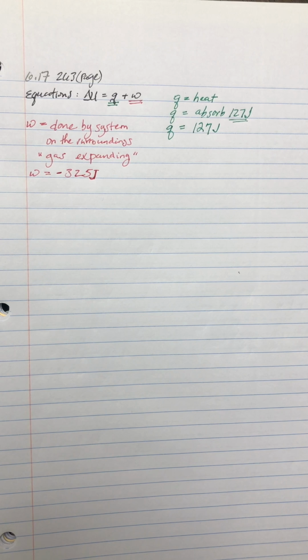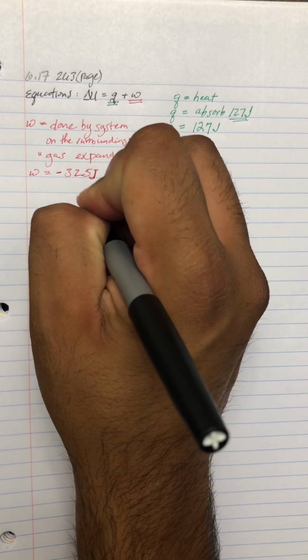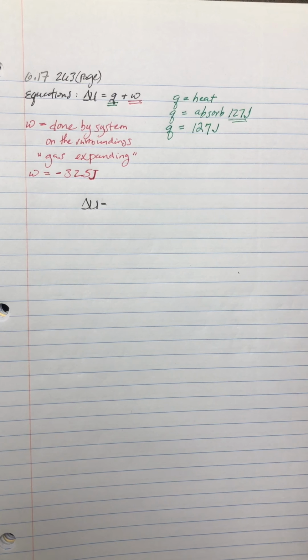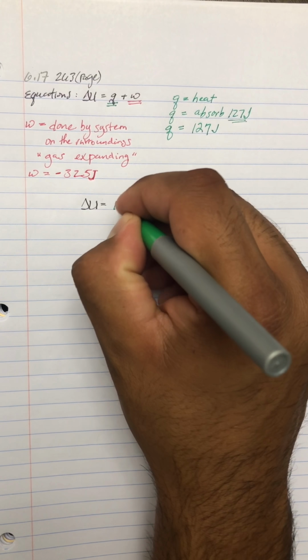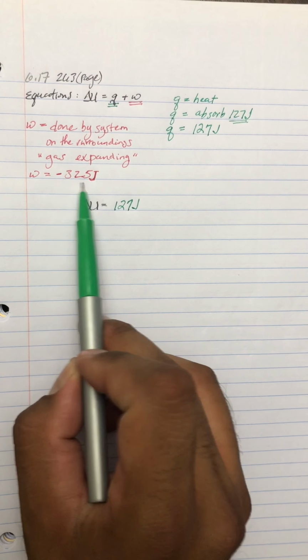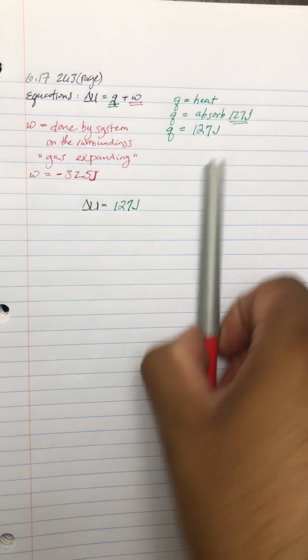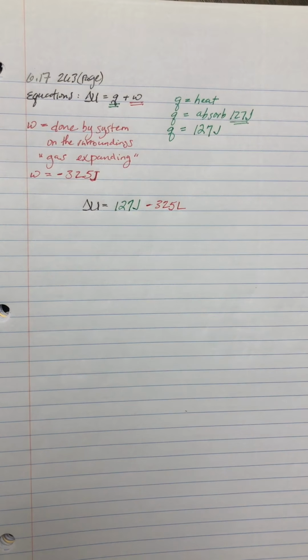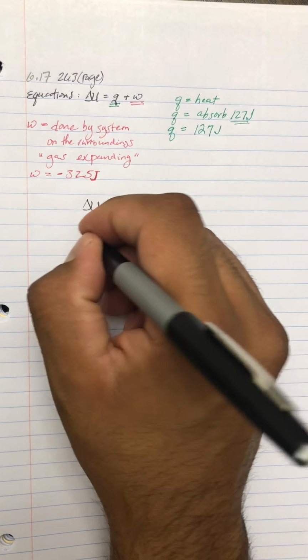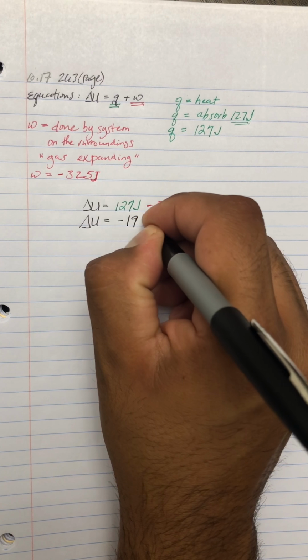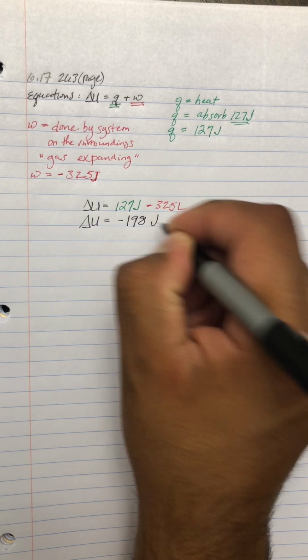So now all we have to do is plug in to determine our delta U. Our delta U is equal to the Q, which is denoted in green. It's going to stay positive, 127 joules, and we're going to add the work. But here, if you notice, the work is negative, so we're going to subtract 325 joules. As we do our subtraction, we're going to end up with our answer, the change in internal energy, which is going to be negative 198 joules.